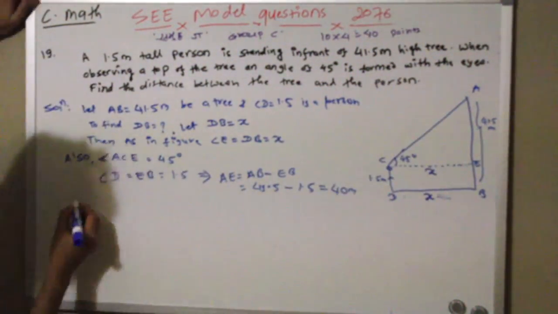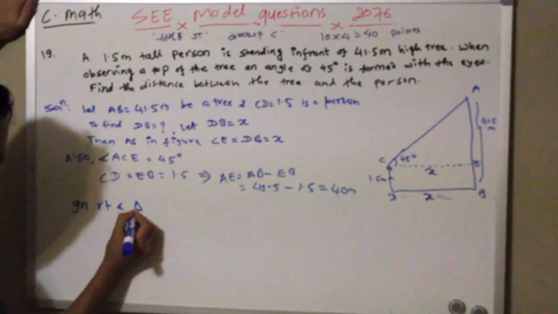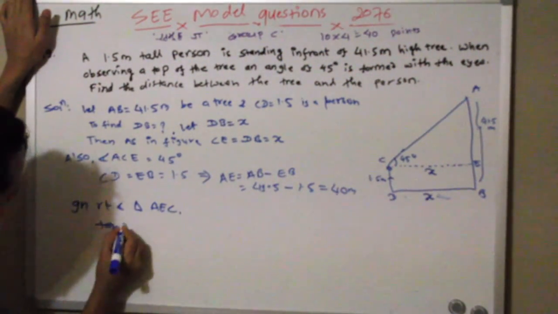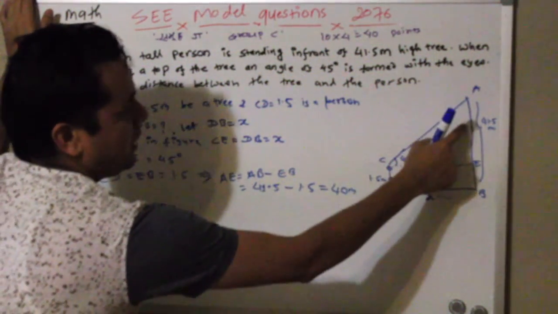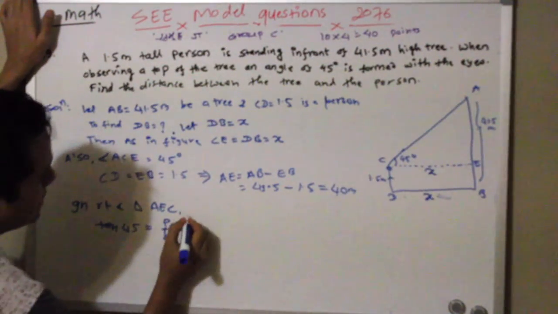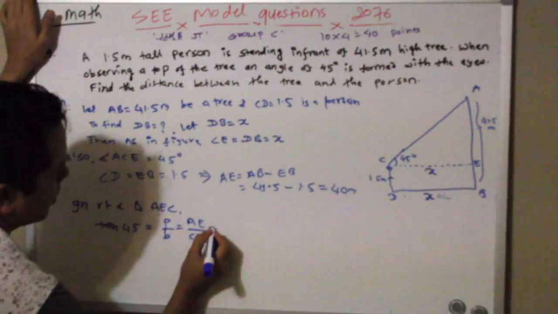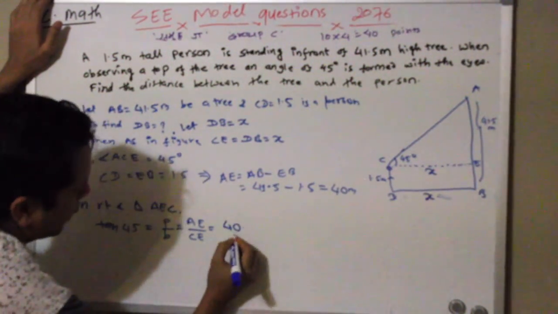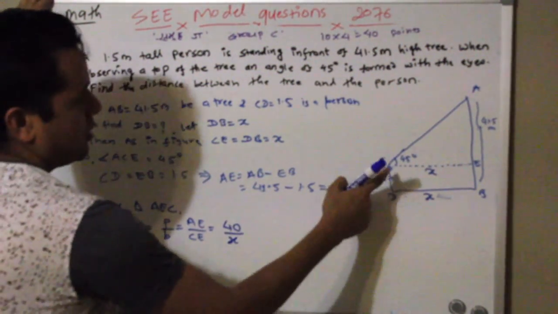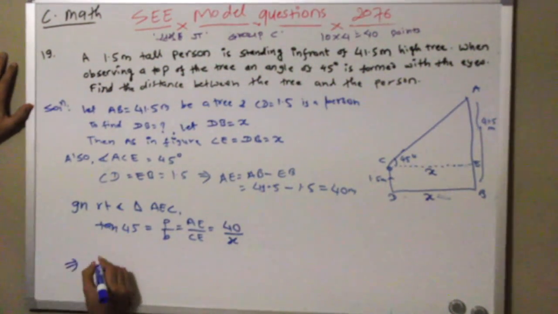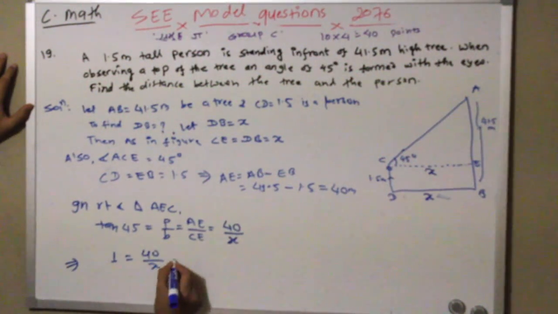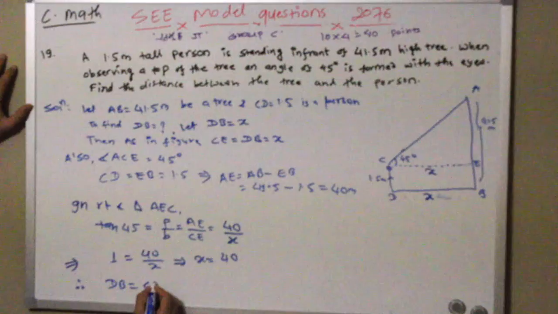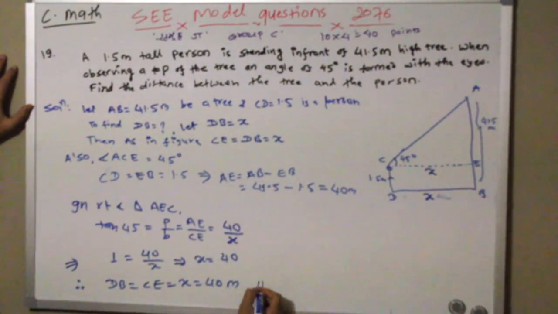Now look here in the triangle. In right angle triangle AEC, tan 45 equals P over B, where P means the perpendicular, AE, which is the opposite, and B is CE, the base. So AE is 40, and CE is x. This implies tan 45, which is 1, equals 40 over x. Cross multiply, x equals 40. Therefore, DB equals CE equals x equals 40 meter is your answer.